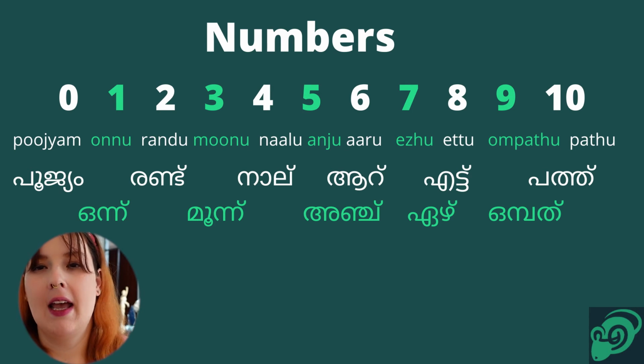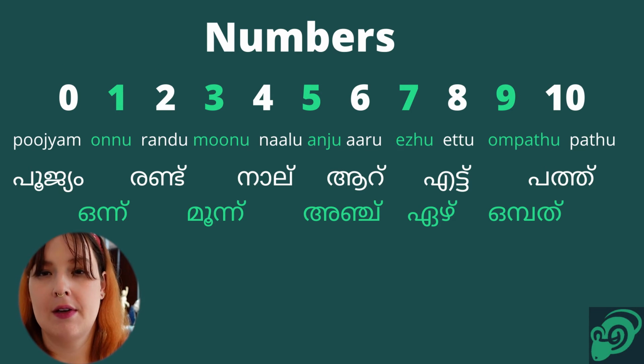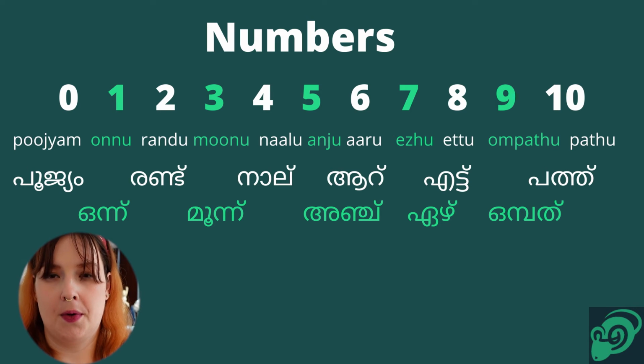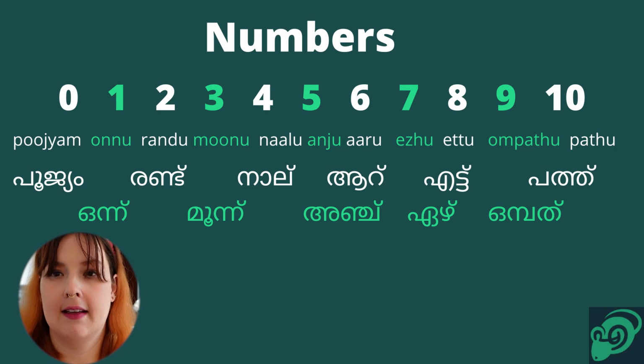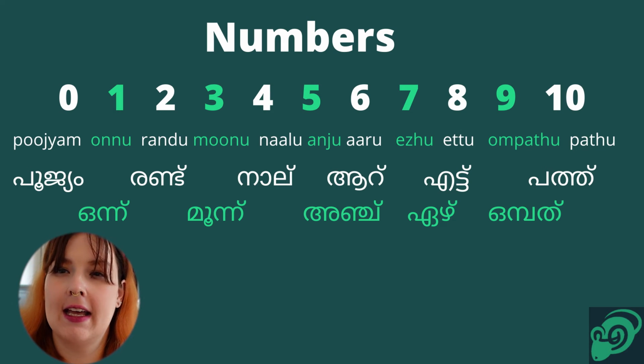Let's listen and you can repeat the numbers, starting with 0. Pujam, pujam. One, one. Rand, rand. Moon, moon. Nal, nal. Anj, anj. Ar, ar. ഏഴ് ഏഴ് എട്ട് എട്ട് ഒമ്പത് ഒമ്പത് പത്ത് പത്ത്.